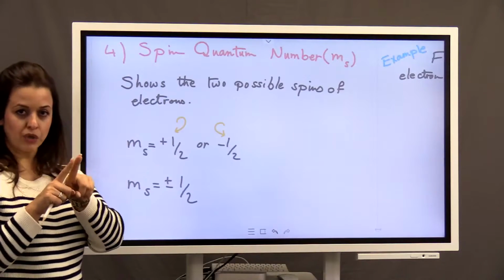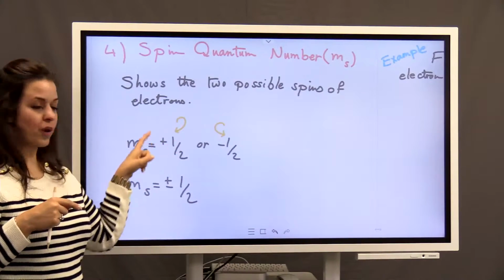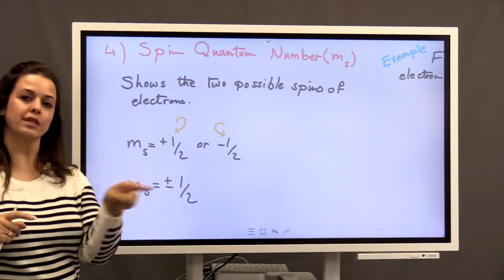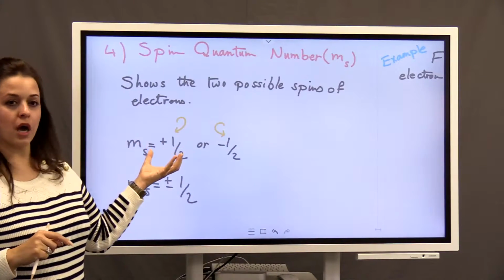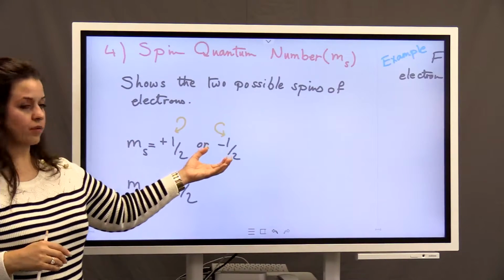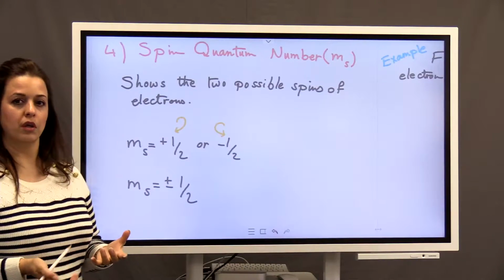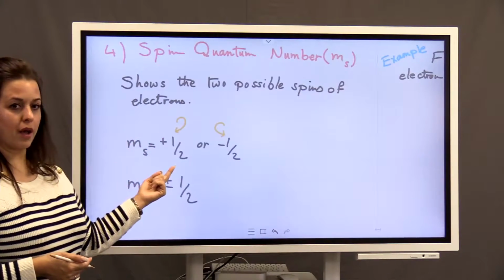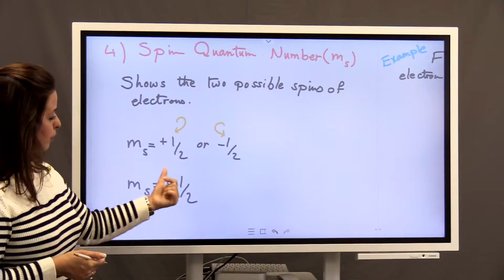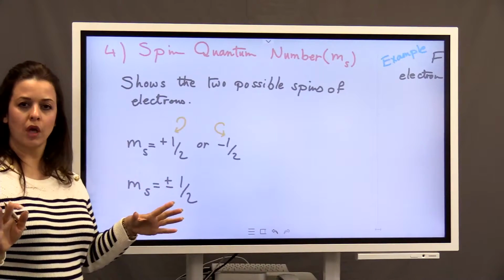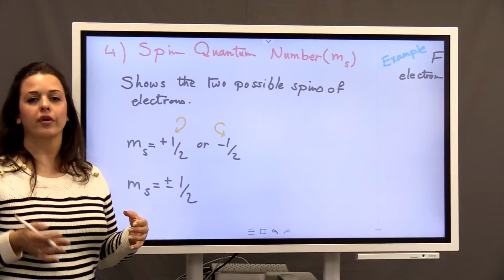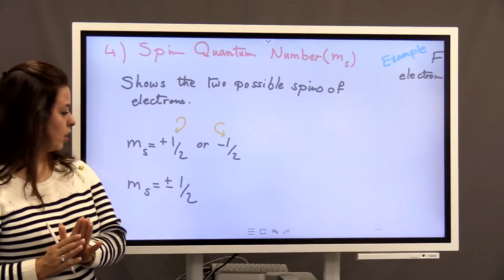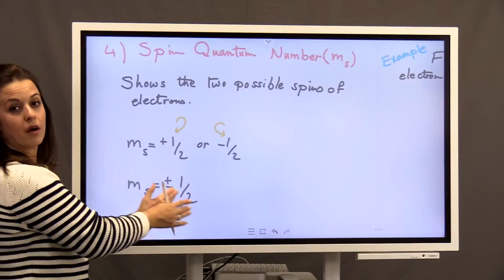Two electrons, each one is assigned half of the spin. One is clockwise, another one is counterclockwise. One of them is assigned positive 1/2, the other one negative 1/2, so the total is going to be 1. So you can show MS as positive 1/2 or negative 1/2, or you can put them together. No one knows which electron is spinning in which direction. We just assume that one of them is clockwise, another one is counterclockwise. And so you can assign any of these.